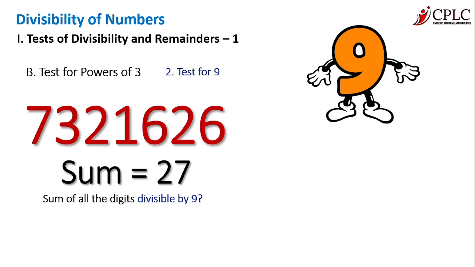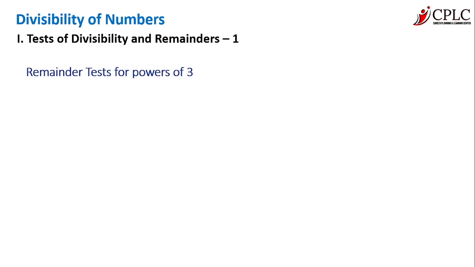Now, moving on, let's talk about the next one, that is the remainder tests for powers of 3. The first power of 3 again is obviously 3 only. How do you find out a remainder if a number is divided by 3? Simply, you do not have to divide the entire number. You have to add all the digits of the number, and whatever that sum is, divide it by 3, and whatever remainder you get here will be the same remainder that you get otherwise.